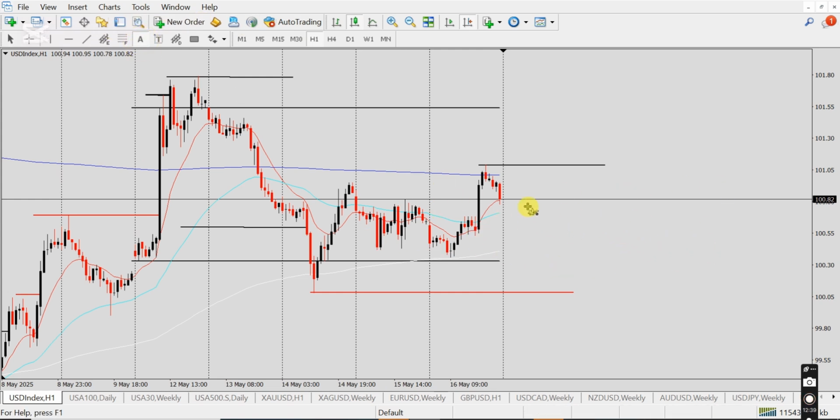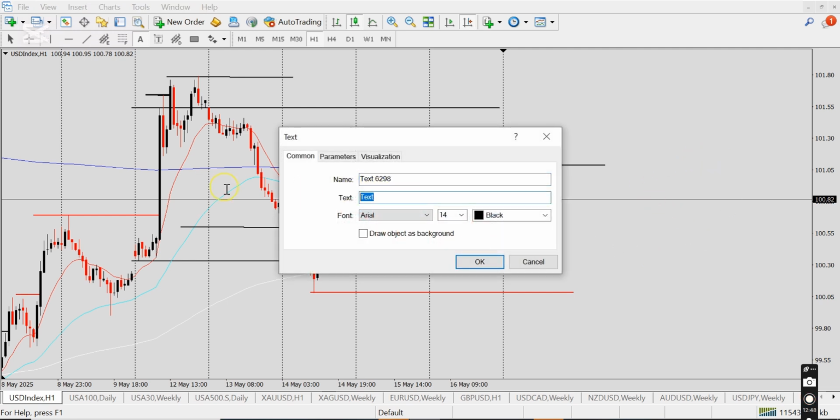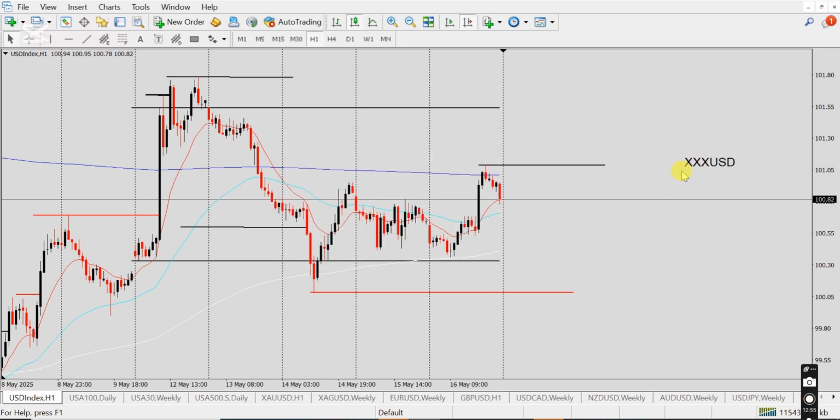Okay, it means if we are going to take out this high and drop, then all pairs with USD like this, something like this. If we are going to anticipate something like this, that means we are going to see a weak dollar grab this high and grab this low.